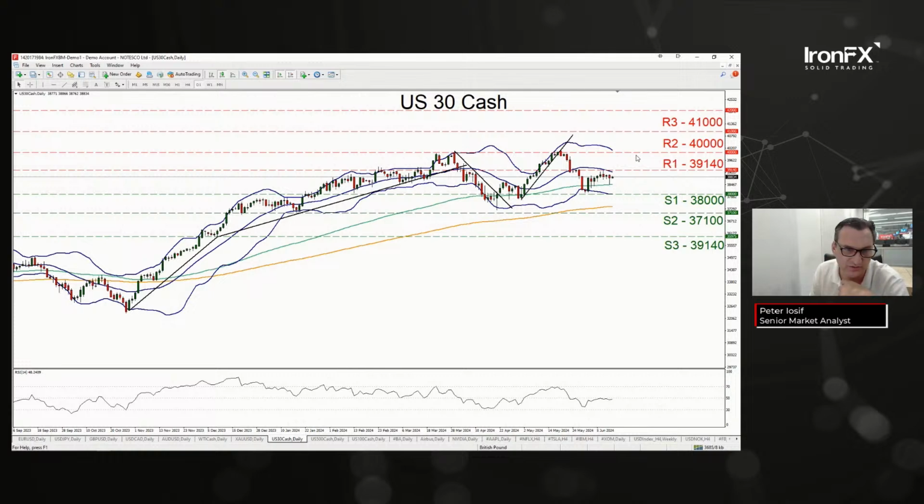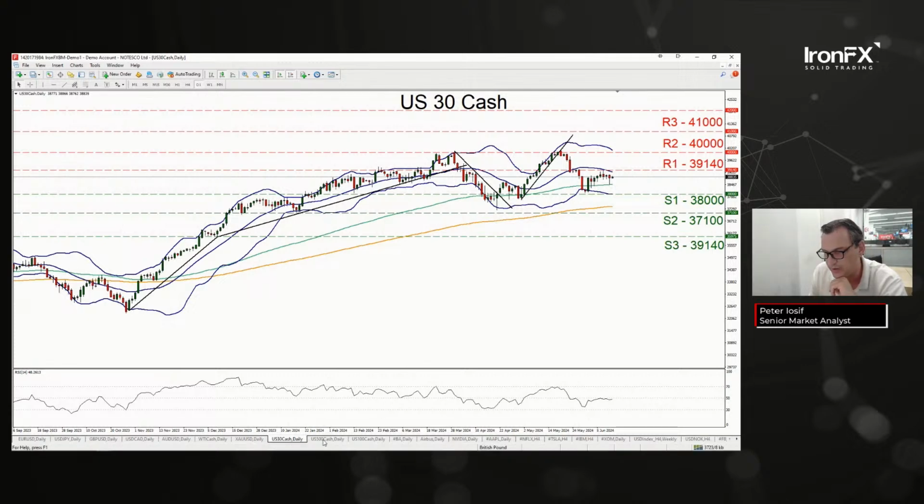of 40,000. On the flip side, should the bears take over, I would expect the price action of Dow Jones to drop, breach the S1 38,000, and start aiming for the 37,100. Anything which maintains the price action between the R1 and the S1 allows the sideways motion to continue, in my opinion.